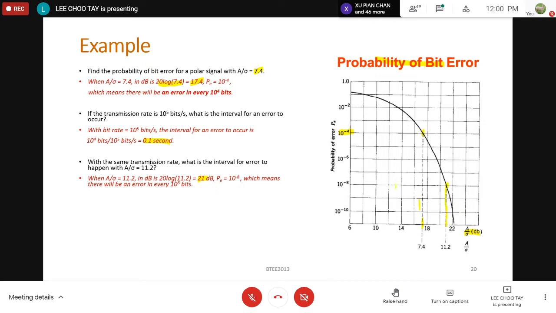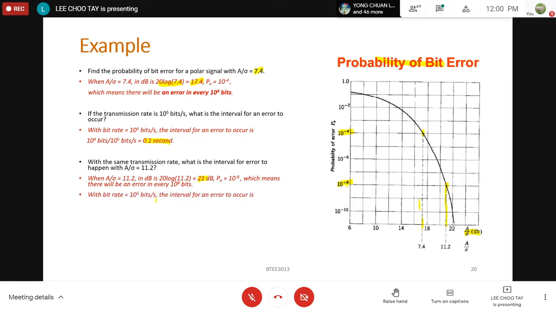All right, then look for the horizontal, go horizontal to look for the probability of error. So this gives you a probability of error of 10 to the power of minus 8. All right, so that means there will be an error in every 10 to the power of 8 bits. So that is 10 to the power 8 is what? 10 million bits, right? No, 100 million bits.